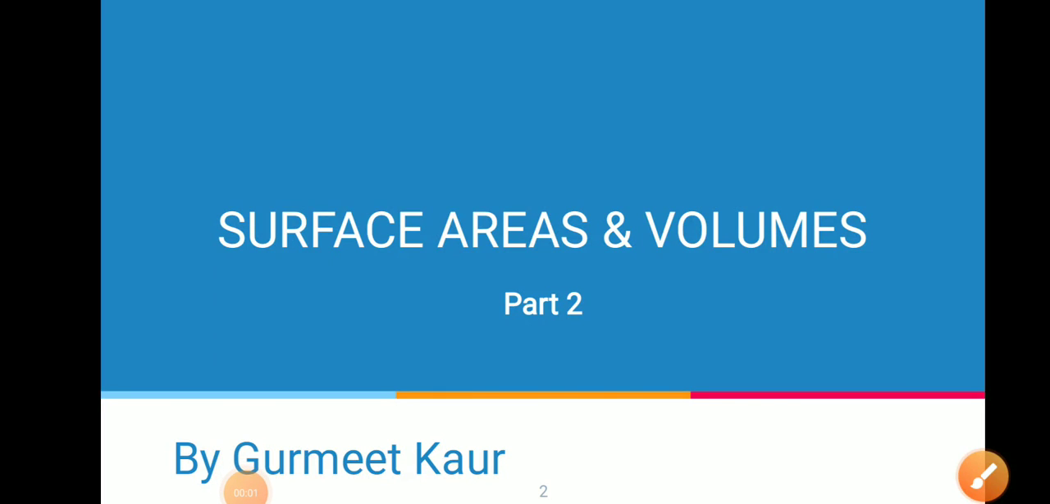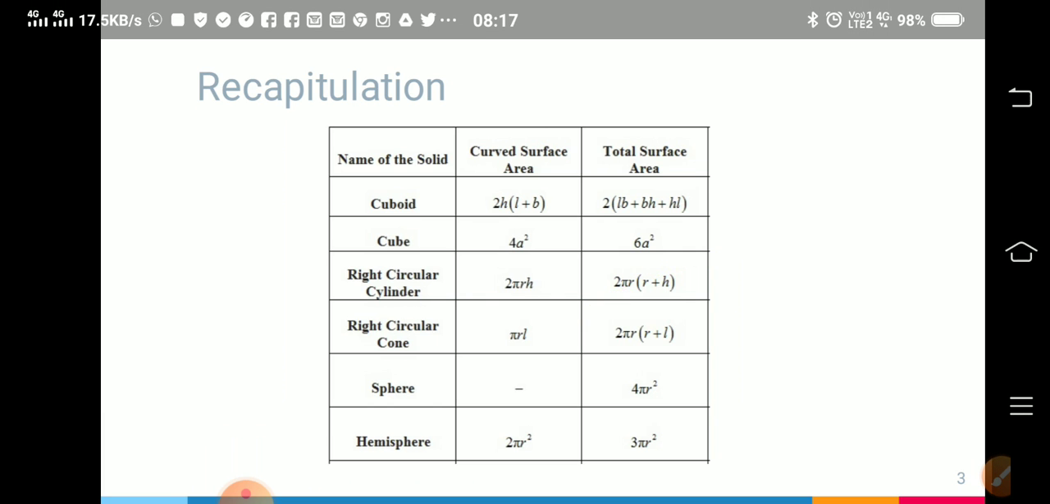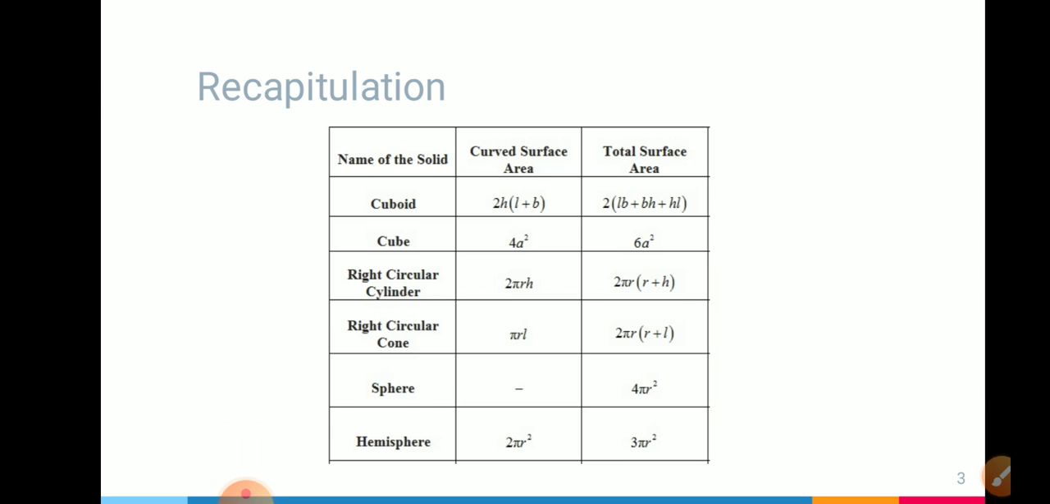Hello students, we move on to the surface areas and volumes part 2. A quick recapitulation of the formulae learned last class. The curved surface area of a cuboid is 2h(L + B). The total surface area is 2(LB + BH + HL).